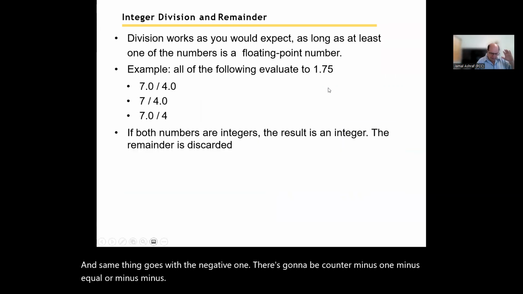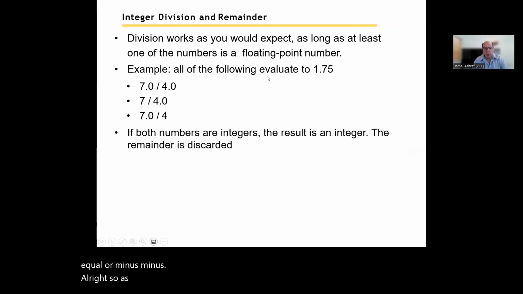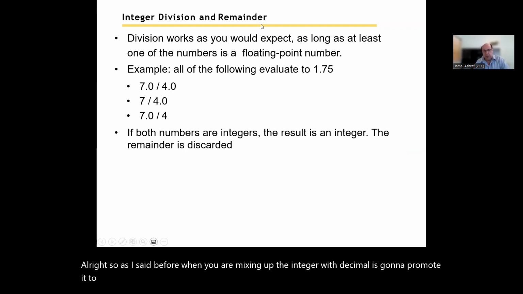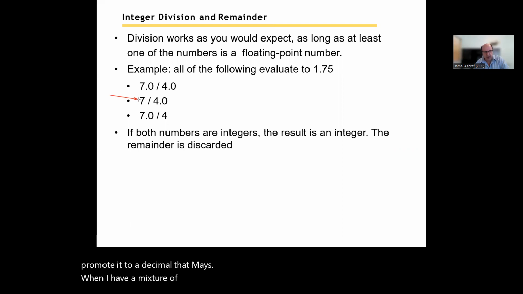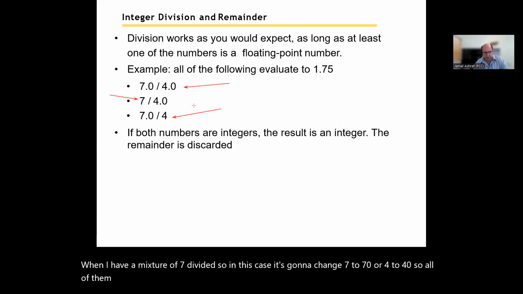All right, so as I said before, when you are mixing up the integer with decimal, it's going to promote it to decimal. That means when I have a mixture of 7 divided, in this case it's going to change 7 to 7.0 or 4 to 4.0. So all of them are going to be turned to decimal, and it's going to divide it.